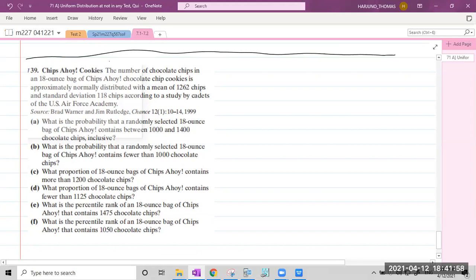Okay, number 39, this is again from 7.2. The number of chocolate chips in an 18-ounce bag of Chips Ahoy chocolate chip cookies is approximately normally distributed. So let X be the number of chocolate chips. This X is approximately normally distributed with mean 1,262 with standard deviation 118. So I put squared here to make it variance.